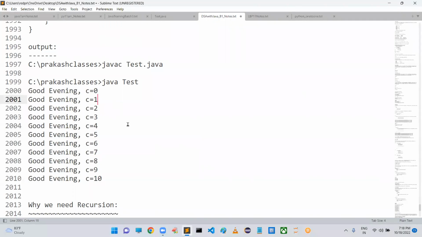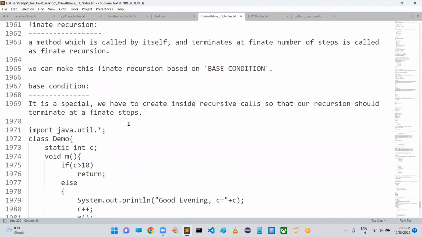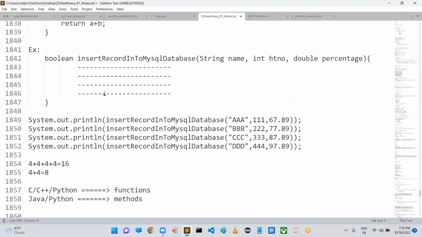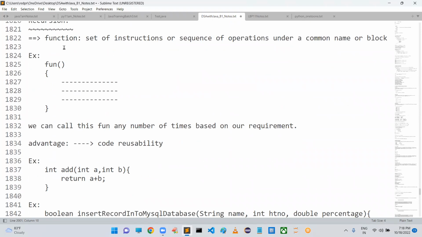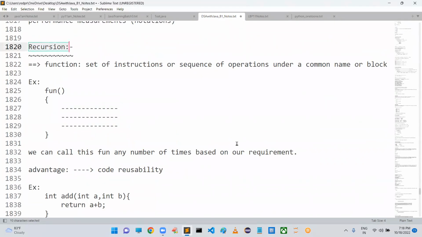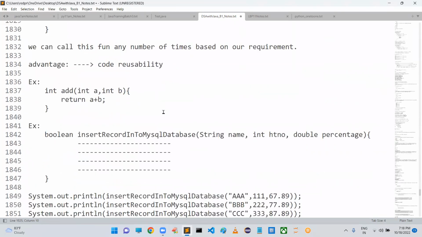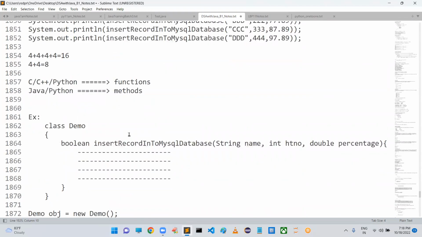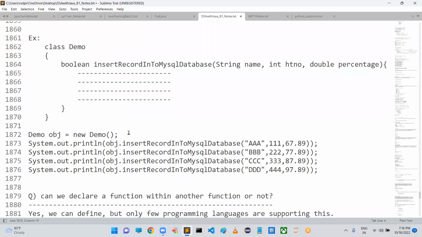Good evening. In the last video, we started the recursion concept. So what is meant by recursion? First of all, what is a function? How can you write functions for any task? Once you create a function, what advantage do we get? Is it possible to create a function within another function? And what is the difference between a method and a function? We discussed it very clearly in the last video.